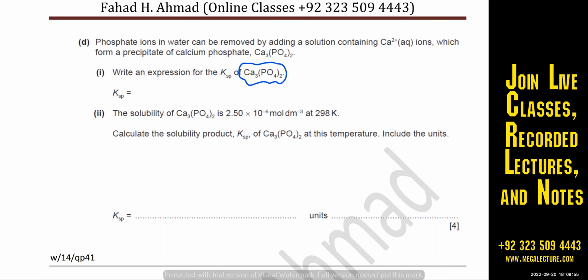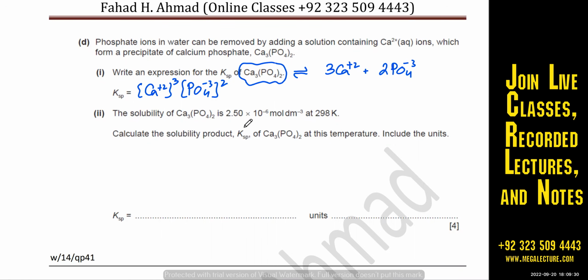Now, when calcium phosphate dissociates in water, it's going to produce 3 calcium ions and 2 phosphate ions. So the KSP expression is the product of the concentrations: calcium concentration cubed, and phosphate concentration squared, divided by the reactant concentration, which is a solid, so you don't write that in the expression.